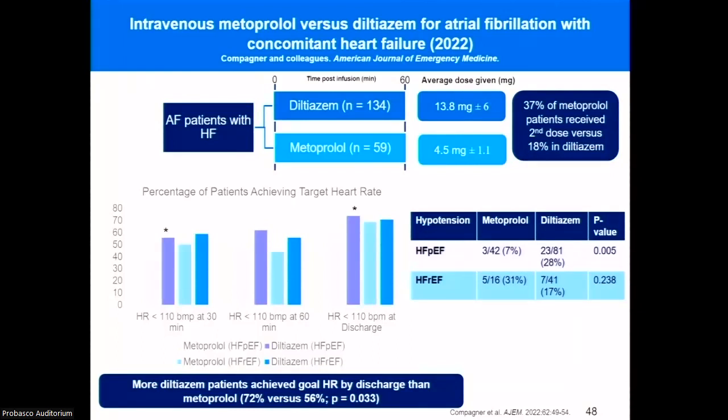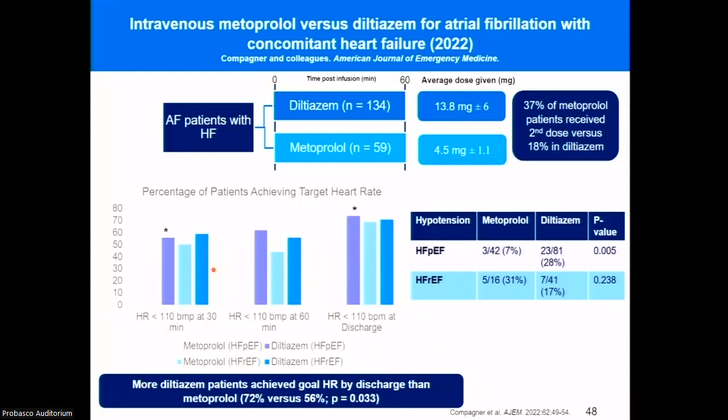Typical dosing for the diltiazem group is kind of close to our 15 milligrams that we've seen before, but then also metoprolol was kind of close to that 5 milligrams. They did see that a higher percentage of metoprolol patients required a second dose versus diltiazem. So this chart down here on the left kind of breaks down the difference in patients achieving target heart rate between this purple group, which is your HFpEF group, and this blue group, which is your HFrEF group. So these darker bars are diltiazem, the lighter bars are metoprolol. So there was a greater percentage of patients achieving this target heart rate in the diltiazem group for HFpEF. And this kind of difference was seen at 30 minutes and then also at discharge.